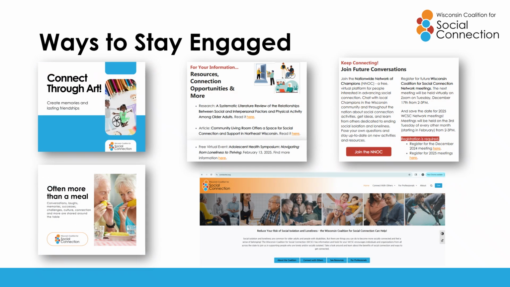Some great ways to stay engaged with the Coalition is to connect with and share information through our newsletter, social media, and website. If you're really good at these things, you can even offer to help or share information on things that you or your organization have going on to send to our statewide network.